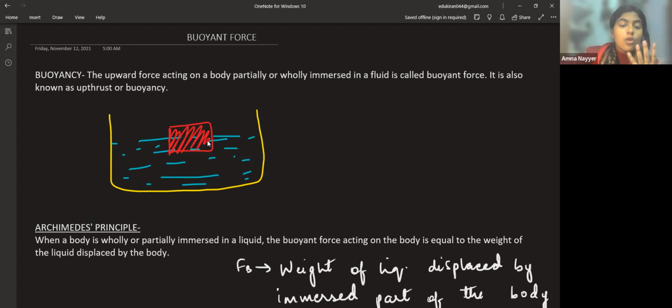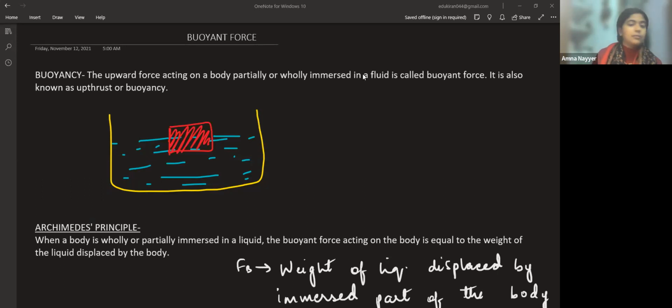So there's a resistance or an upward force that is pushing the object back to the surface. You are applying the force downwards. Gravitational force is acting downwards, but there's an upward force acting from the liquid. This force is known as buoyant force. And this entire phenomenon of throwing the body back up is called buoyancy. So what is meant by buoyancy? It's written also: the upward force acting on a body partially or wholly immersed in a fluid is called buoyant force. It is also known as upthrust or buoyancy.